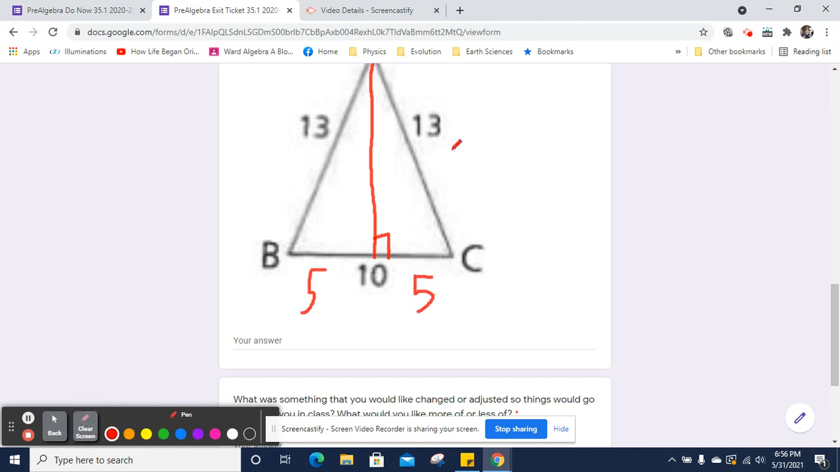And since 5 and 13 are part of a special Pythagorean triple family, I should say, we can do the 5, 12, 13. So the altitude is 12. So the sine of C is going to be the opposite over the hypotenuse. So hypotenuse is 13, and 5 is the adjacent to C.